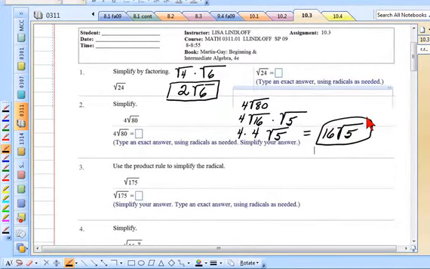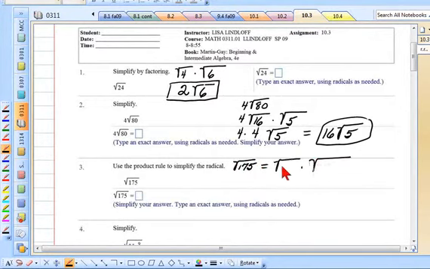Let's look at number 3. The square root of 175. Well, what's a perfect square that goes into 175? You start thinking, and the answer turns out to be 25, and it goes in there 7 times. The square root of 25 is 5, rational 5, times the square root of 7. And that is the simplified form of 175.